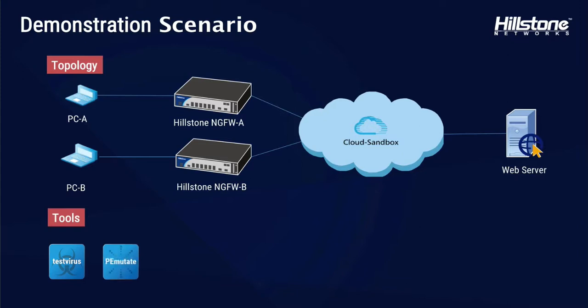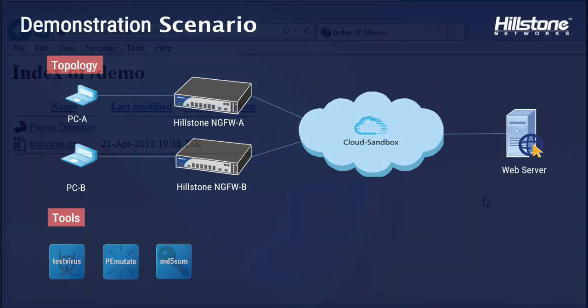A tool called PE mutate is used to make a variant of the test virus sample. The content of the variant file will change, but the behavior will not. MD5 sum is a tool for calculating a document's hash value. The hash value varies if the content of the various files differ. Now let's look at our sample demo.